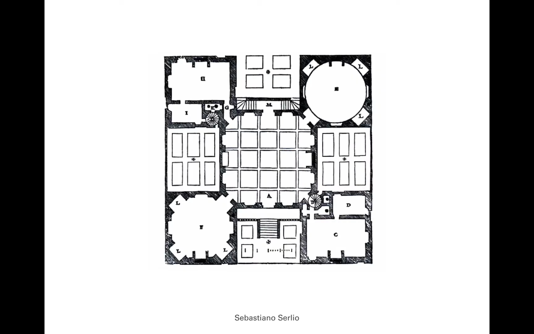Serlio's theoretical design for a house is an example of one of the canonical ready-mades, which is the 9-square grid. As an ordering system, this is extremely common, and the ready-made is essentially an instance of a 9-square grid design.